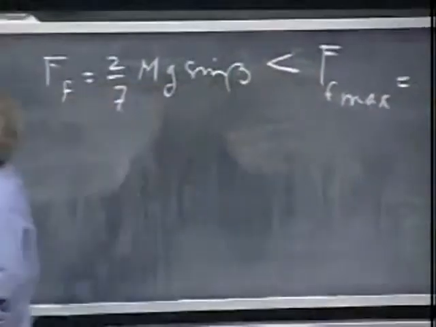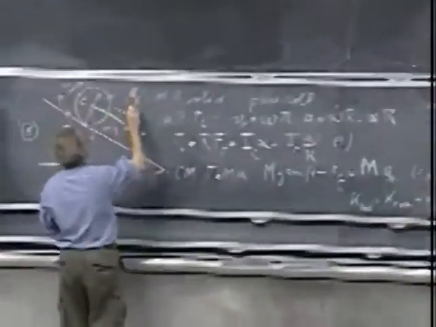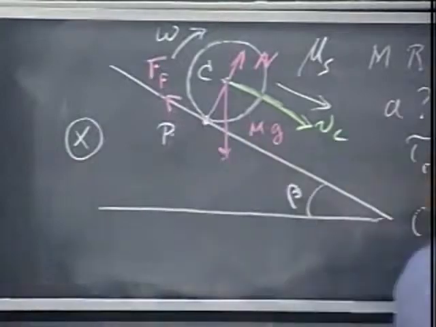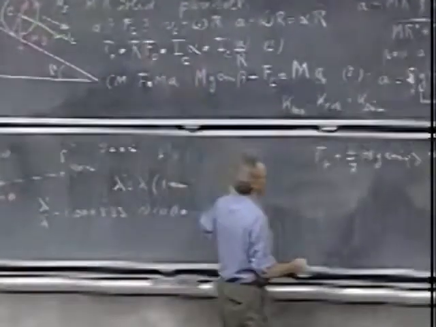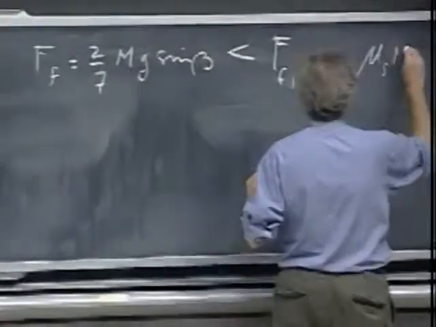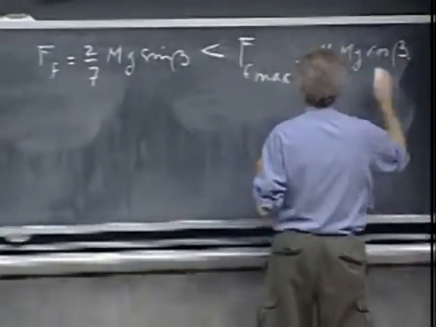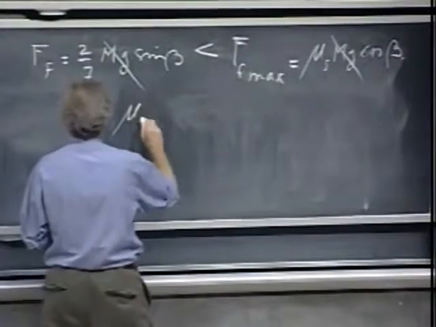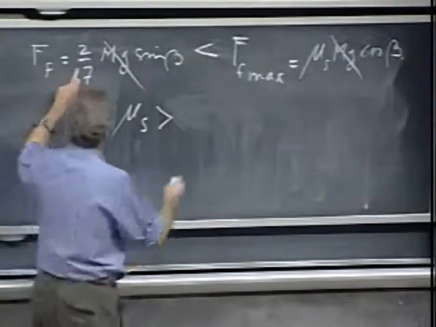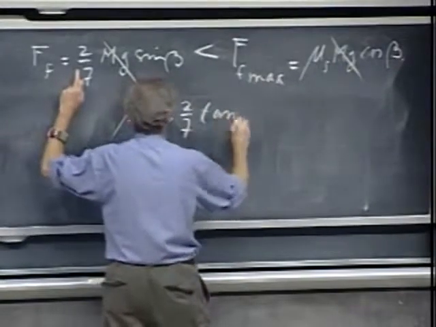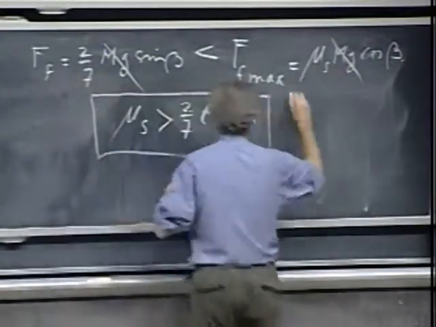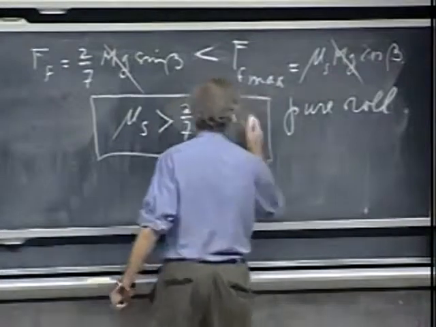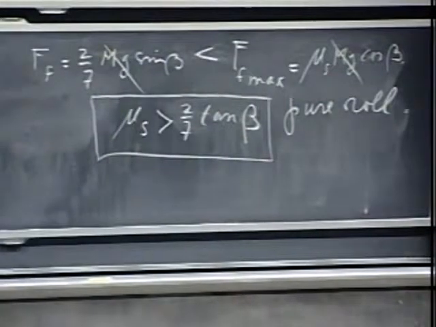But the maximum frictional force is mu s, the static friction coefficient, times this value N. And this value N is mg cosine beta. And so this is mu s times mg cosine beta. I lose my mg, no surprise. And so a necessary condition is that the static friction coefficient must be larger than 2/7 times the tangent of, not alpha, I don't know what is wrong with me, beta, in order to have pure roll. And this, of course, is pleasing in a way.